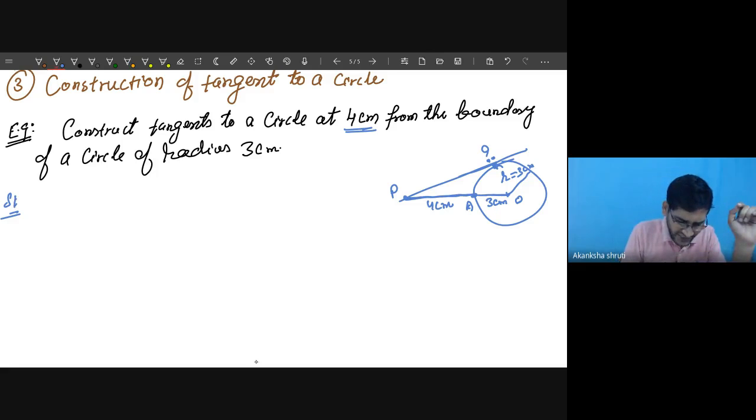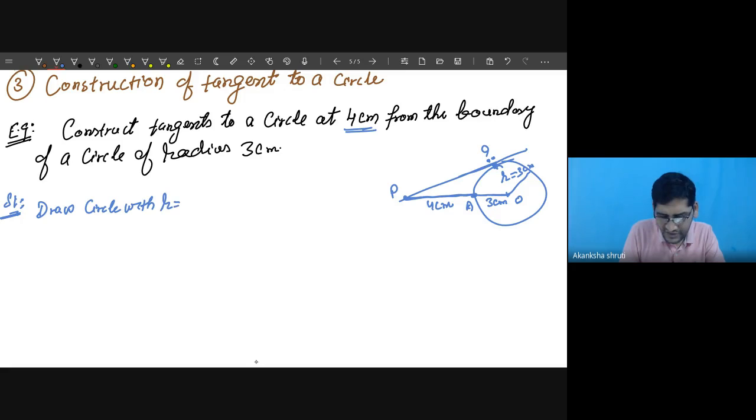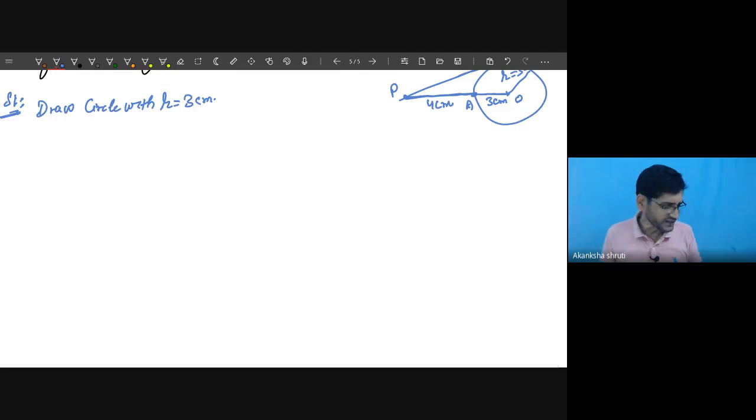So the very first step, draw a circle with r equals 3 centimeter. That is our first step. How can I draw it? As a student, you will take your scale, ruler, adjust the radius of the compass to 3 centimeter, put it at any point on the paper and make a complete circle. That's all. See how I am going to draw.